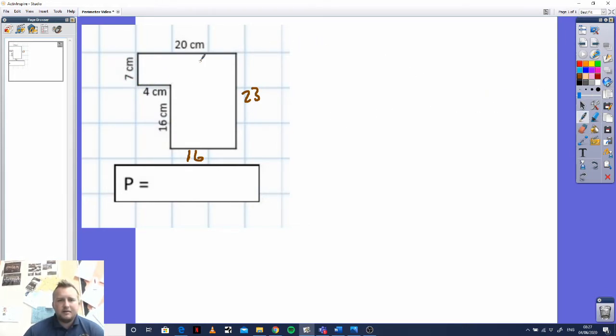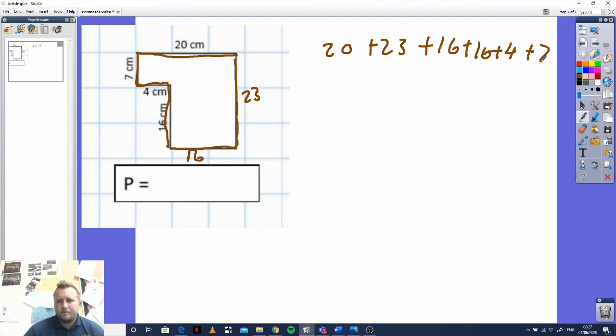Again, you write them down as you draw the line on the shape. Do the working out. This is part of the working out, drawing the line so you know that you've done it. 20 plus 23, plus 16, plus another 16, plus 4, and then plus 7. Now all I need to do is add these up. Doing this all in one go is going to give you a higher chance of making mistakes, so just take your time.